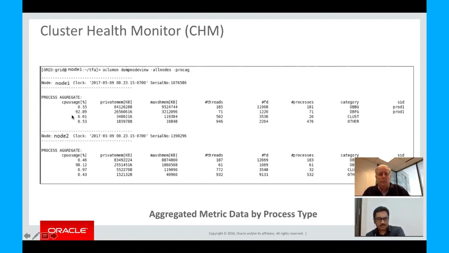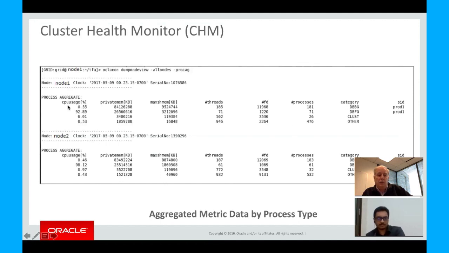Then the next one is the aggregate private memory utilization, and the units are in kilobytes. The next one is max shared memory. The very next one is the total number of threads summed across all the processes belonging to that particular category. And similarly for total number of FDs, total number of processes, and then the actual category of the process. And then there is a SID field, which is only relevant to database processes.